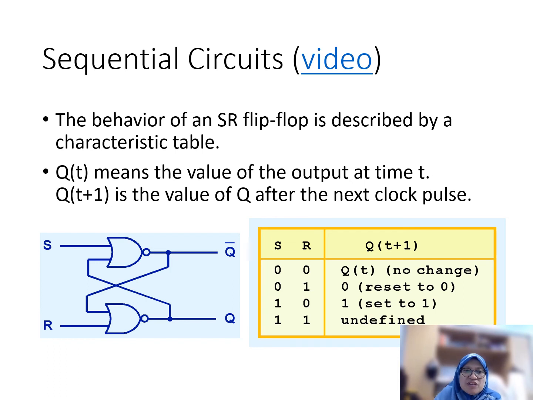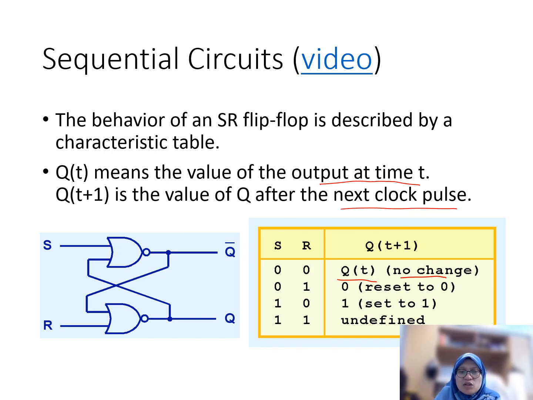Right, so the behavior of an SR flip-flop is described by a characteristic table. This is a characteristic table. So this will be the expected value when something happens. QT means the value of the output at time t. QT plus 1 is the value of Q after the next clock pulse. The characteristic of the SR flip-flop is that when S is 0 and R is 0, the output is QT, meaning no change. So when it says no change, it means that it retains the current value.